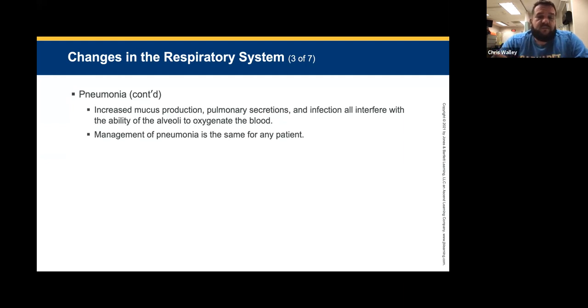So management in pneumonia is the same for any patient. You're not going to change it just because they're geriatrics. However, maintain a high index of suspicion for a geriatric patient with signs and symptoms of pneumonia.